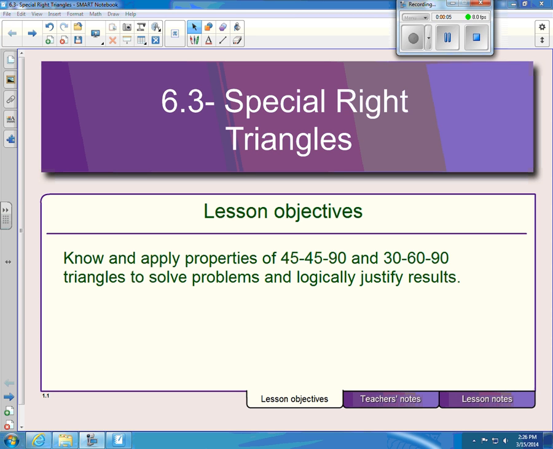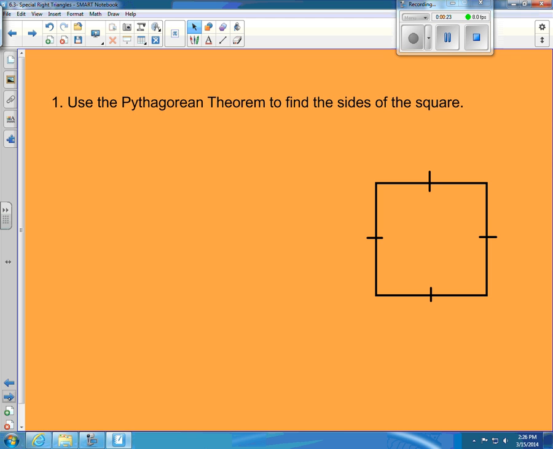We are going to be doing Unit 6, Notes 3, and we're going to be talking about special right triangles. So we are going to know and apply properties of 45, 45, 90, and 30, 60, 90 triangles to solve problems and logically justify results. So we're going to talk first about what a 45, 45, 90 triangle is, and then we're going to talk about some rules for those.